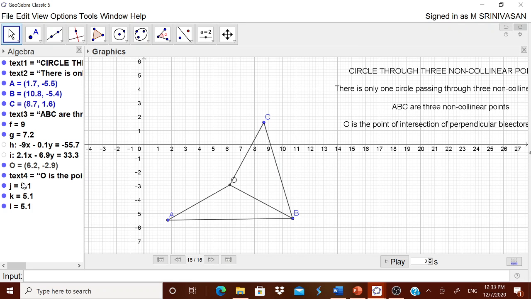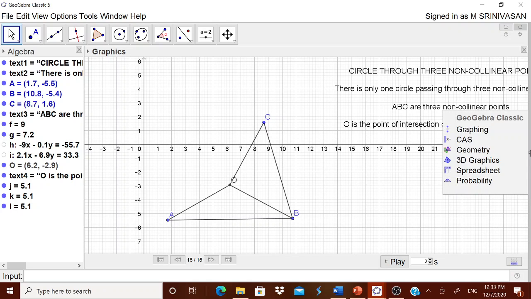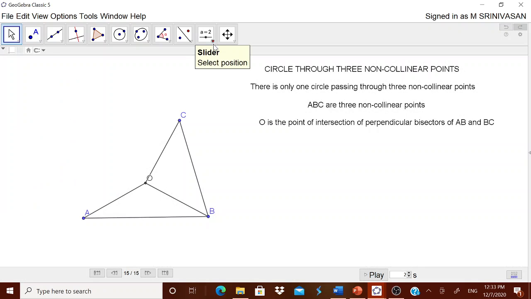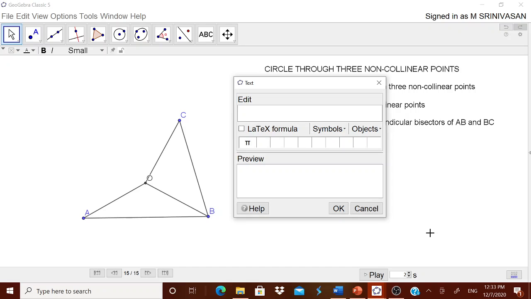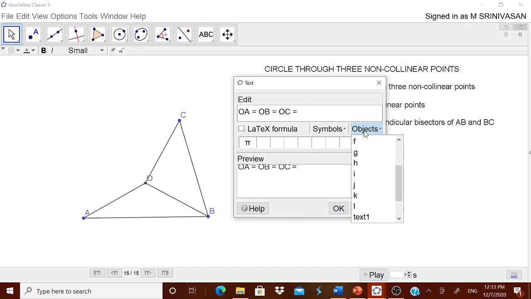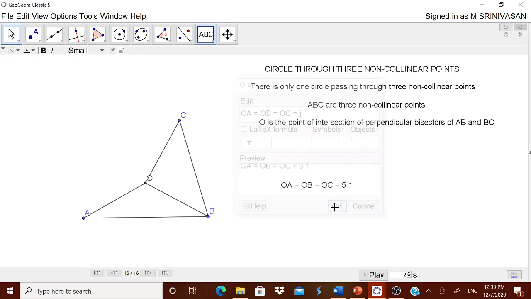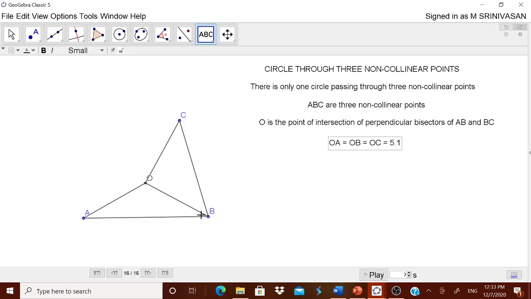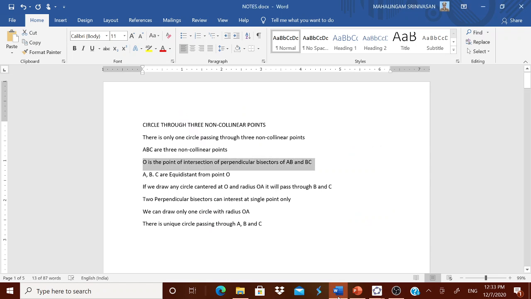Here you are seeing it as J, K and L. You remember it. Therefore, in that text box, you type OA is equal to OB is equal to OC is equal to, from the object property, I think it was J. Okay, 5.1. Good. Therefore, it is always equal when you move it here and there. It will always be equal. Let us go to the next one.